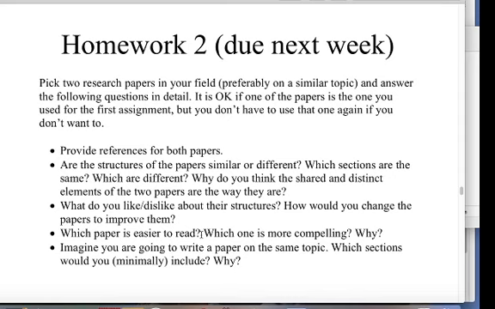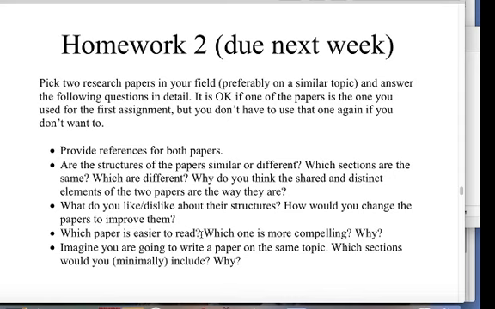Okay, so here's the assignment. I want you to pick two papers in your field, preferably on at least a somewhat similar topic, right? So they should be somehow related in what they're dealing with. And again, you can use the paper you looked at in week one as one of the two if you want to, or if you want to look into something slightly more specific or on a slightly different topic, that's also fine. Just find two papers on something you're interested in, and we're going to compare and contrast their structures.